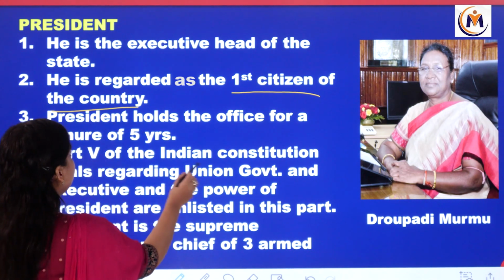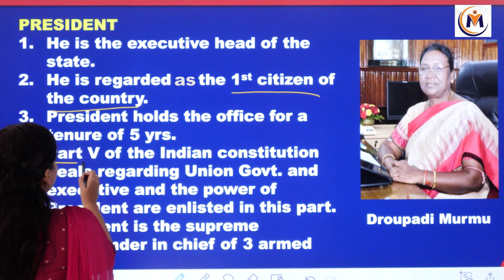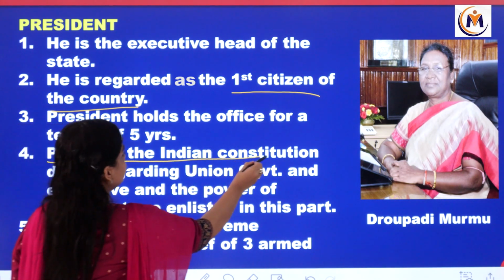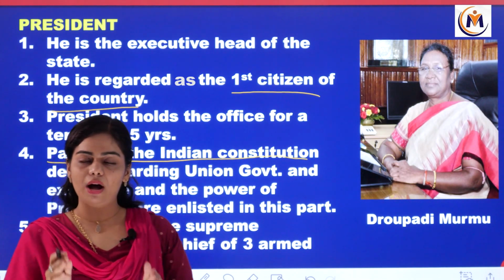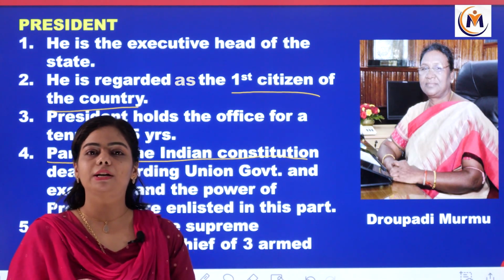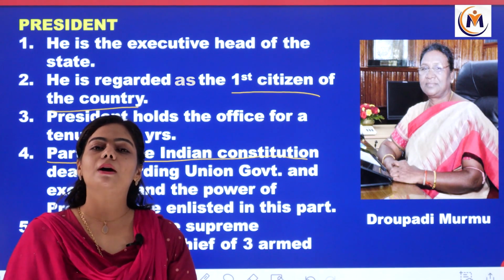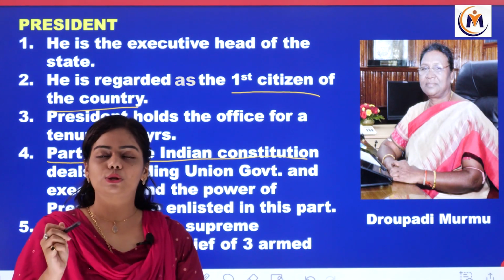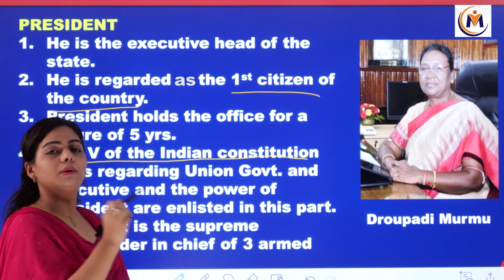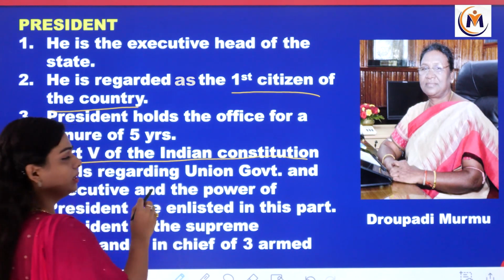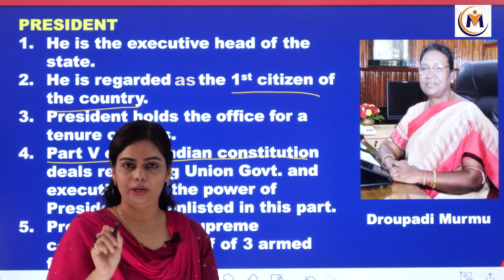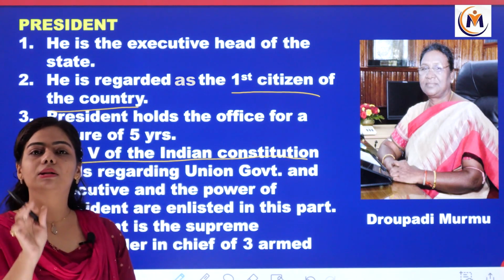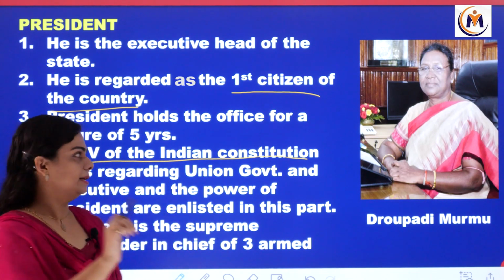Part 5 of the Indian Constitution. Remember friends, Part 5 of the Indian Constitution. So our Indian Constitution is divided into several parts. The parts are further divided into chapters and the chapters are further divided into articles. So the fifth part, the part number 5, deals with the union of the state, the union of India. So that union part, the part 5 mentions the president.